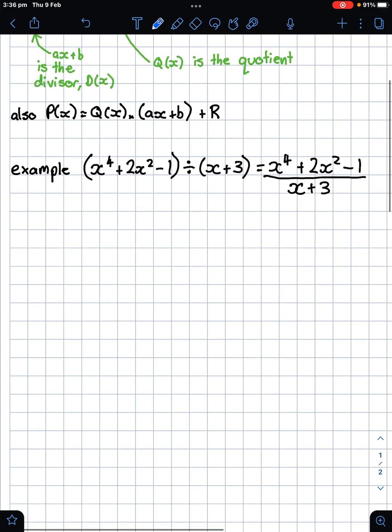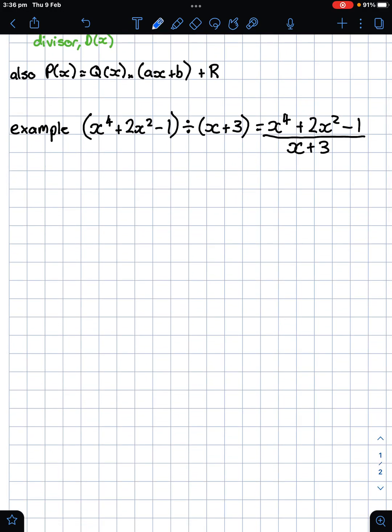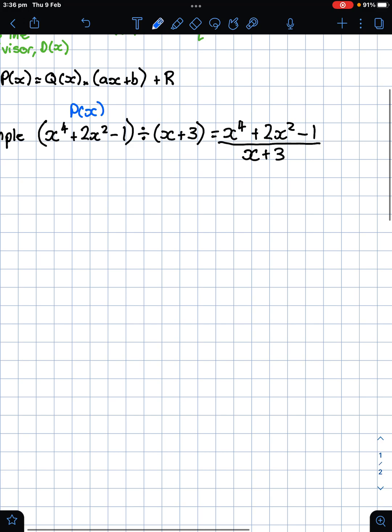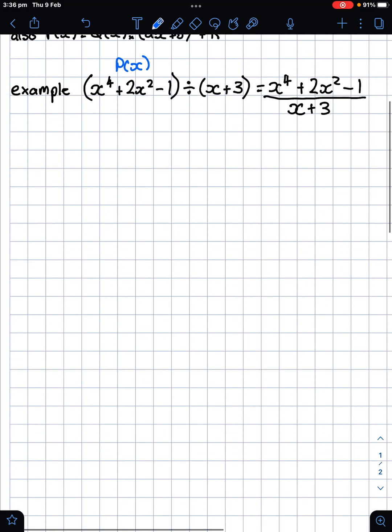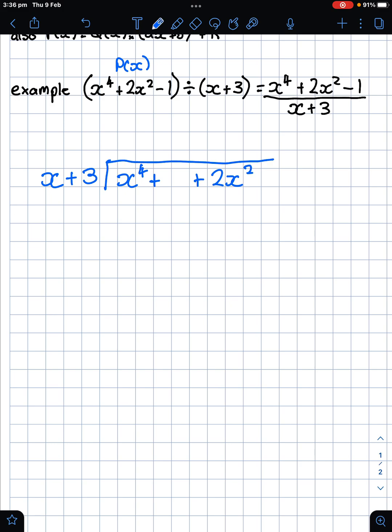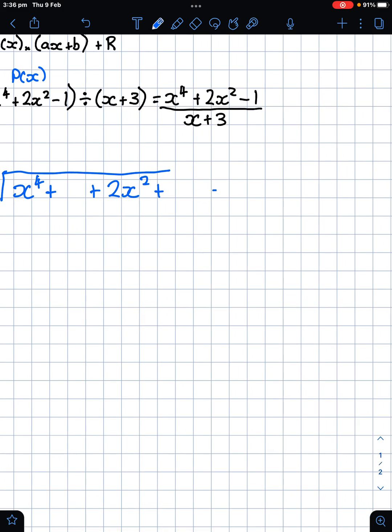So our example question here: the polynomial, P(x), is x to the power of 4, so a polynomial of degree 4, plus 2x squared minus 1, divided by x plus 3. I've written it in two different forms, with a divide symbol and as a fraction. So what we actually do is go back to long division, which we probably haven't done for a while. We've got x plus 3, the divisor, and under here we put x to the 4 plus, leaving a gap, then 2x squared, then another gap, and then minus 1.